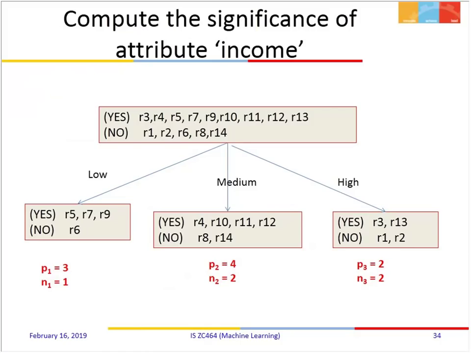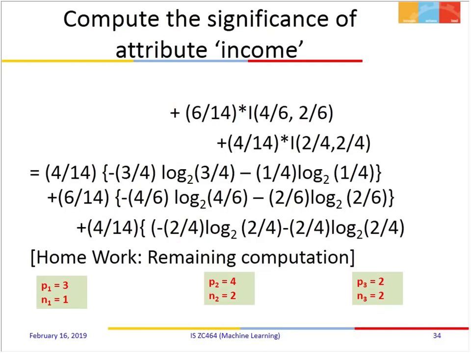While the total P is equal to, how much is it? 3, 4, 5, 6, 7, 8, 9, right? It is 9 and N is equal to 5. So before the split, the total positive examples were 9 and negative 5. So out of 9 positive, we are able to split them 3, 4 and 2. And out of 5 negative examples, we are able to split them in 1, 2, 2. Okay, so what happens next?